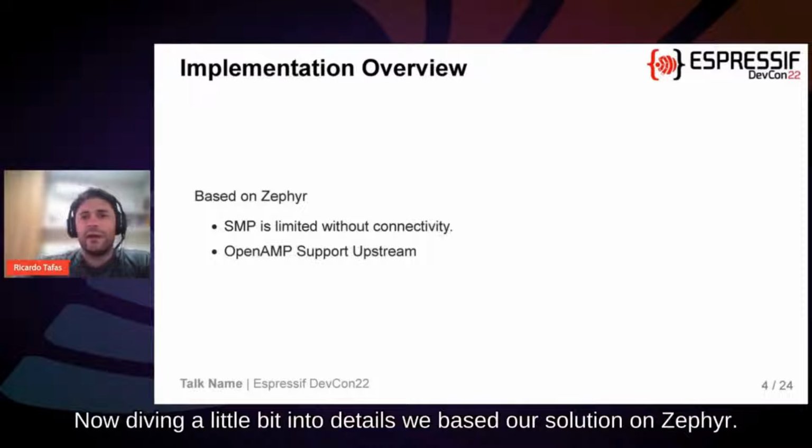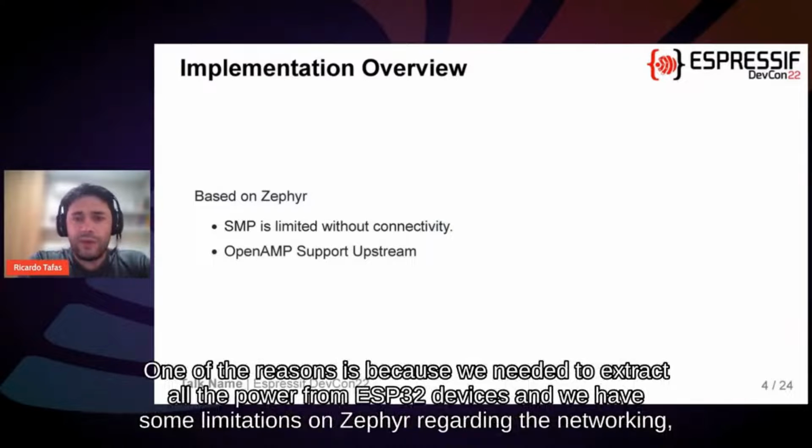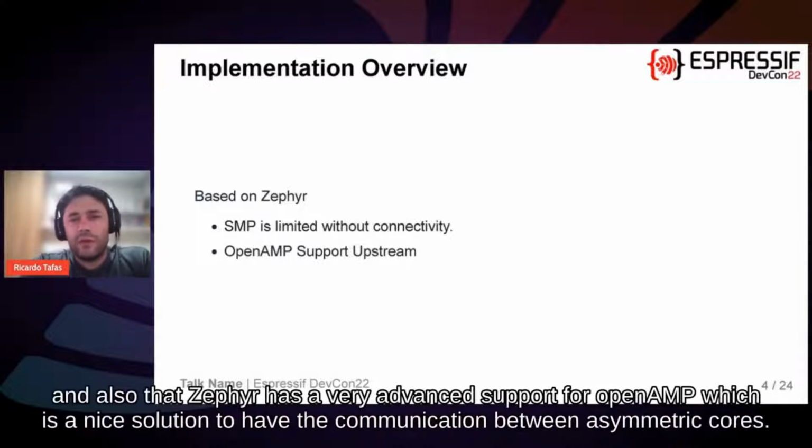So now diving a little bit into details, we based our solution on Zephyr. One of the reasons is because we needed to extract all the power from ESP32 devices, and we have some limitations on Zephyr regarding the networking, and also that Zephyr has a very advanced support for Open AMP, which is a nice solution to have the communication between asymmetric cores.